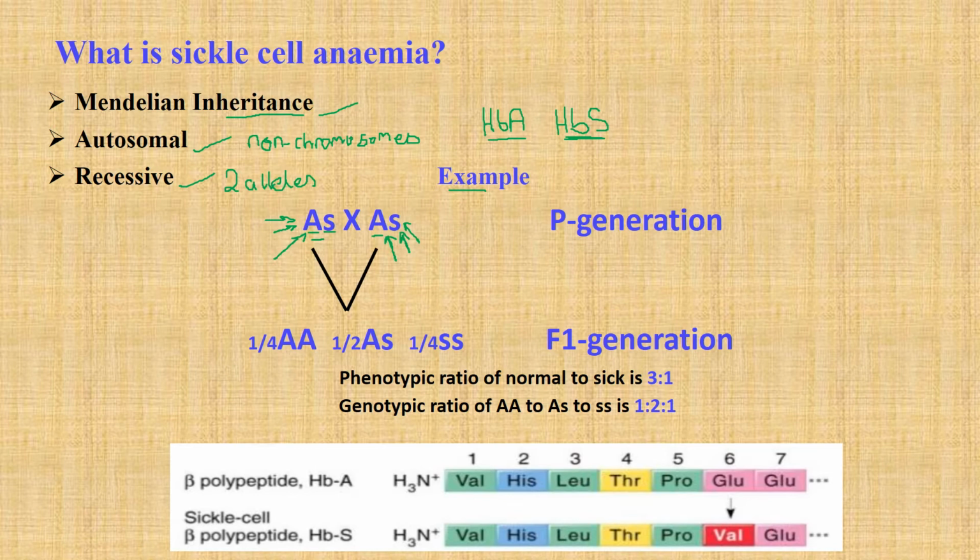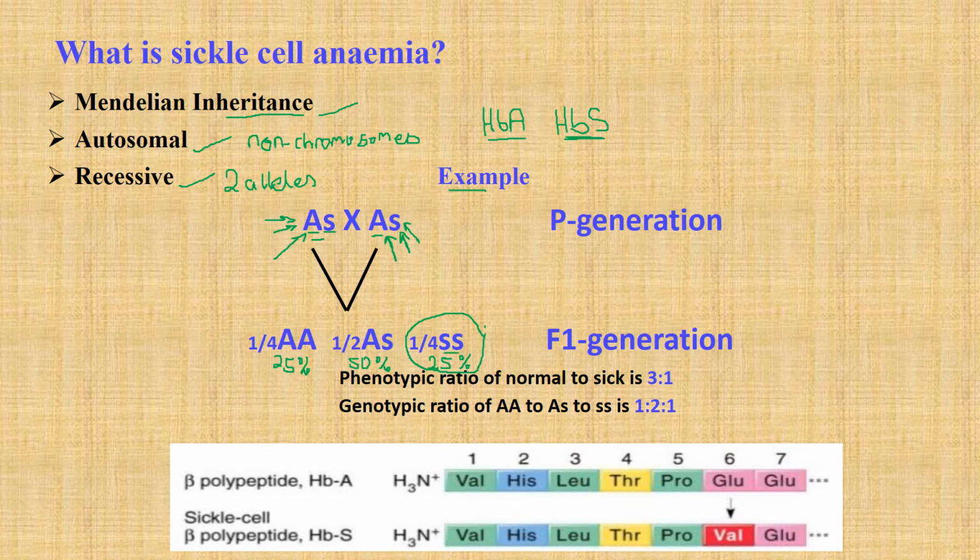So if we do that cross, we will see that 25% of the offsprings will be homozygously normal, then 50% will be carriers, that means they retain the genotype of the parent, and 25% will have sickle cell. So we see that two individuals that are being crossed have the possibility of giving rise to a child that has sickle cell. So this child is sick because he has 2 copies.